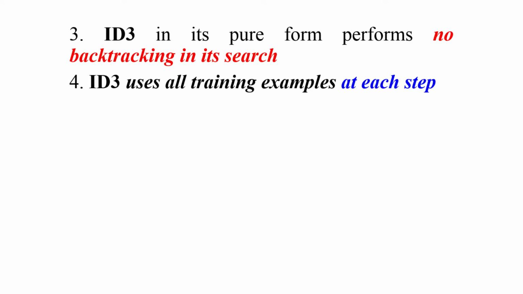the search. The next capability of ID3 is that ID3 uses all the training examples at each step. It makes statistically based decisions regarding how to refine its current hypothesis. The advantage is that the resulting search is much less sensitive to errors. ID3 can easily be extended to handle noisy training data. This is one of the best capabilities of ID3.